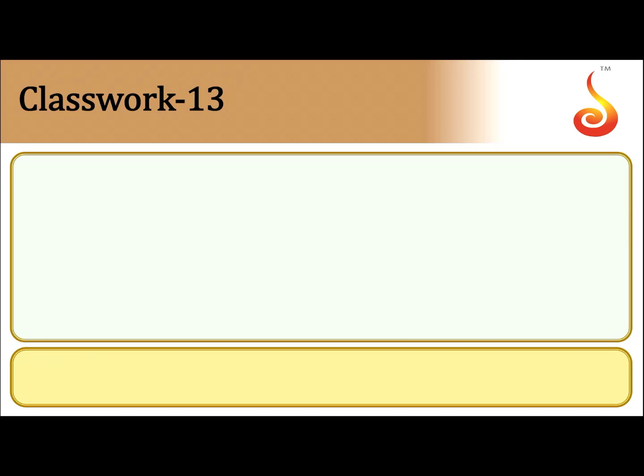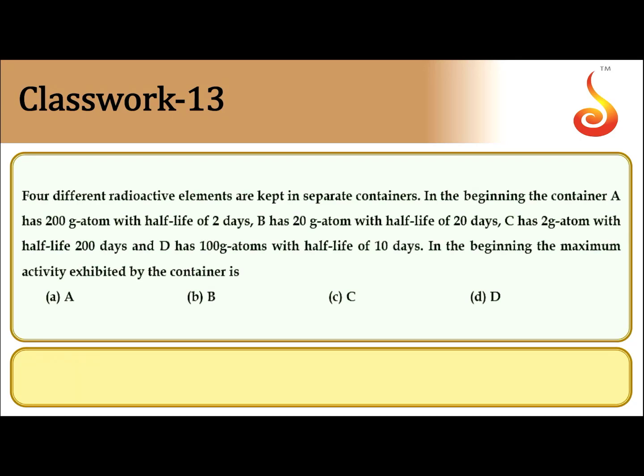Next one. 4 different radioactive elements are kept in separate containers. In the beginning, the container A has a 200 gram atom with a half-life of 2 days. B has a 20 gram atom with a half-life of 20 days. And C has a 2 gram atom with half-life of 200 days, and D has 100 gram atoms with half-life of 10 days. In the beginning, the maximum activity exhibited by the container is.